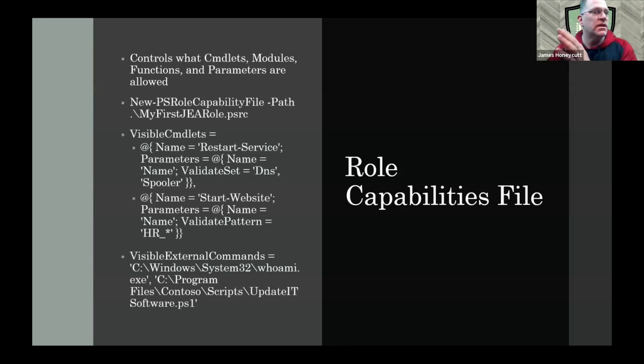But this is kind of what it's going to look like. And we'll look at a real one that we're going to use. But under the part that says visible commandlets, in this example, whatever roles capability this is going to, they're going to get the restart service, if you can see it right here. So they're getting that service with the name parameter as the only thing that they can have. But they can only restart the DNS service and the spooler service. And I've got an example of this we'll show in a minute.